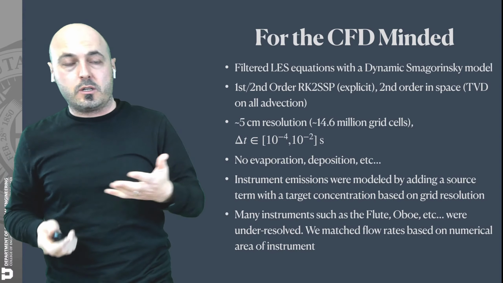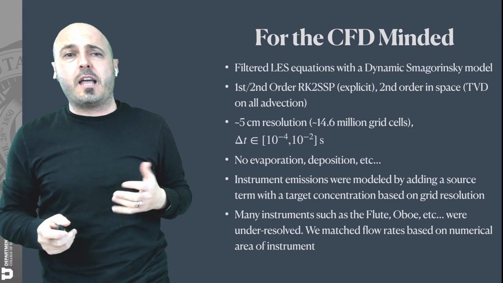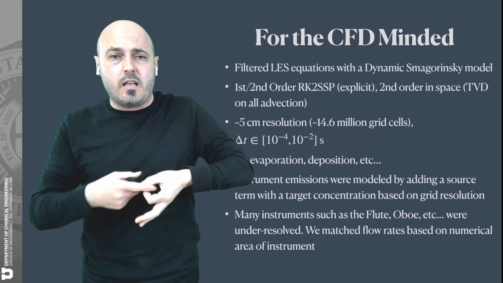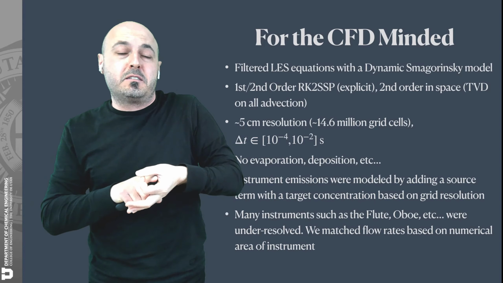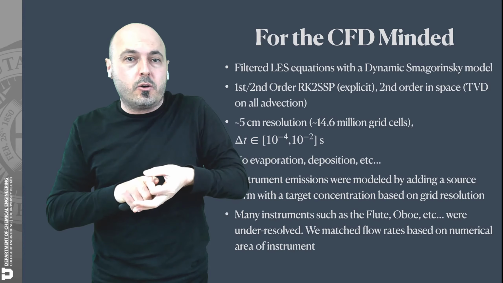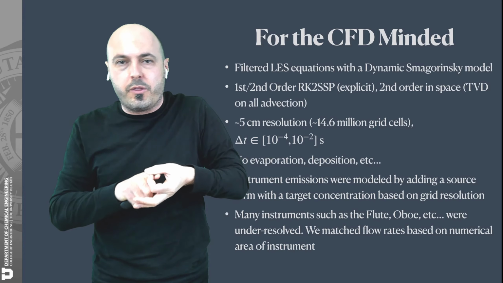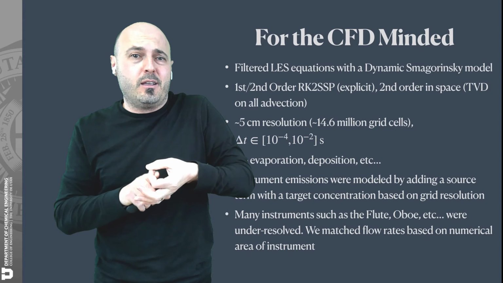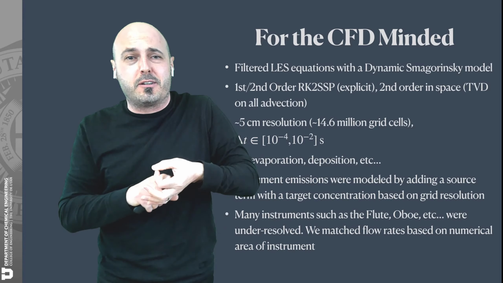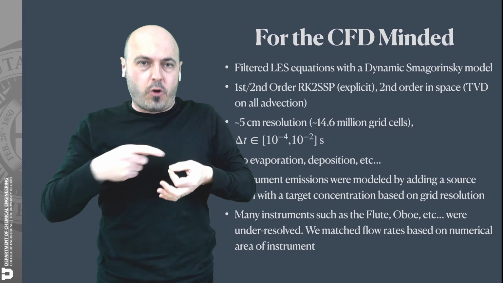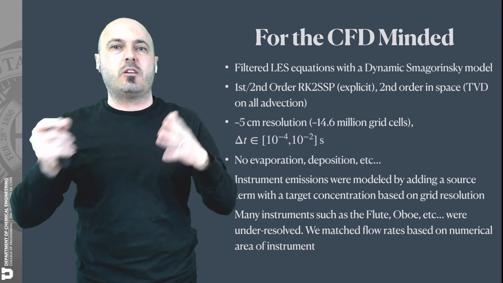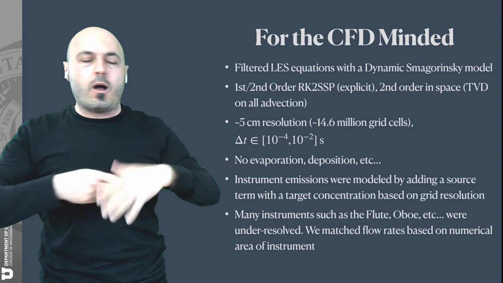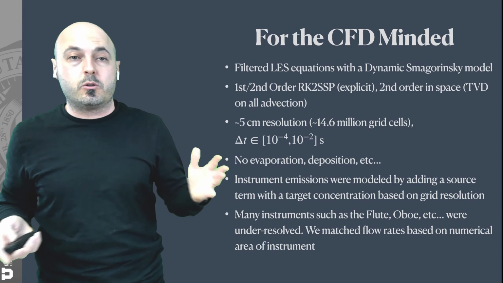And many instruments were under-resolved. By under-resolved, I mean that we had a 5 centimeter grid resolution, so that's the size of our grid. Now, the flute is, let's say, a 3 centimeter opening. Clearly, we cannot represent it within that grid cell. So the flute, for example, would end up being a 5 centimeter opening, but we adjusted the flow rate so that we can match the concentration being emitted by the flute. So we had trouble with a couple of those instruments. Otherwise, we wouldn't be able to do the calculations.